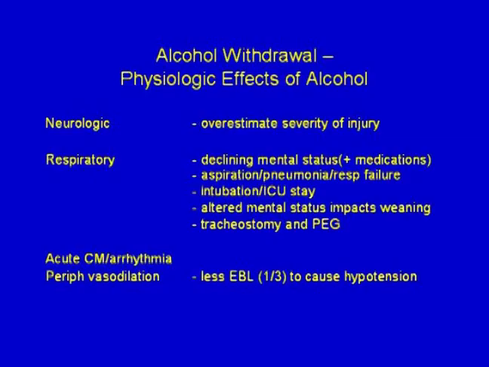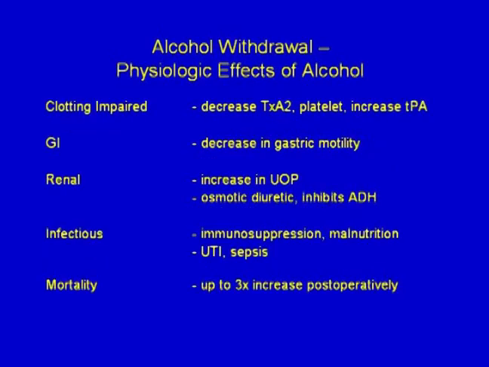Other things, it'll affect the cardiovascular system. Because of the peripheral vasodilatation, you require less blood loss to give you hypotension. Blood clotting is impaired. You have less GI motility, so you're more likely to aspirate. Remember that the reason alcohol gives you diuresis is that it inhibits ADH. And ultimately, for patients that come in intoxicated and then develop withdrawal, the mortality can be up to 3 times higher for those that require operation than those that don't develop the syndrome.